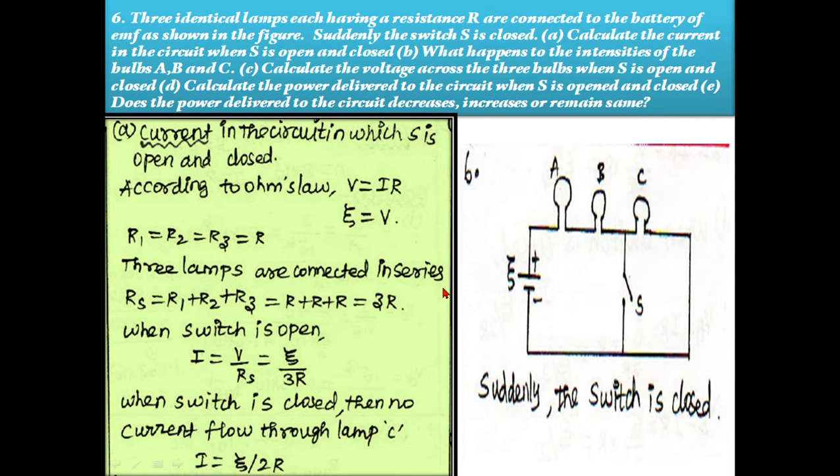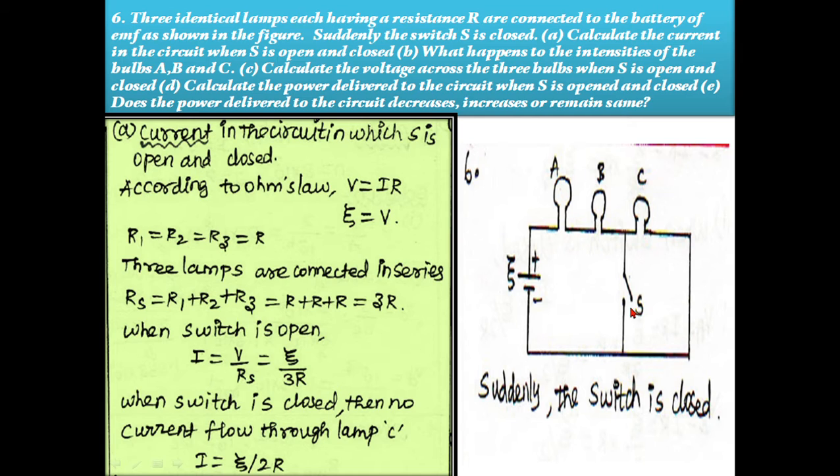Three lamps are connected in series. RS is equal to R1 plus R2 plus R3, because we already know the formula: resistance in series RS is equal to R1 plus R2 plus R3. Here all the resistances are the same, that is why R plus R plus R is equal to 3R. When the switch is open, all three lamps are in working condition. So I is equal to V by RS, which is ψ divided by RS. What is the value of RS? 3R. Here, ψ by 3R.